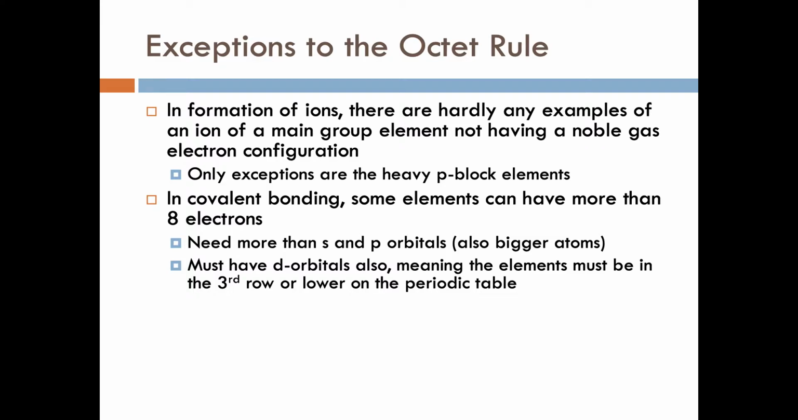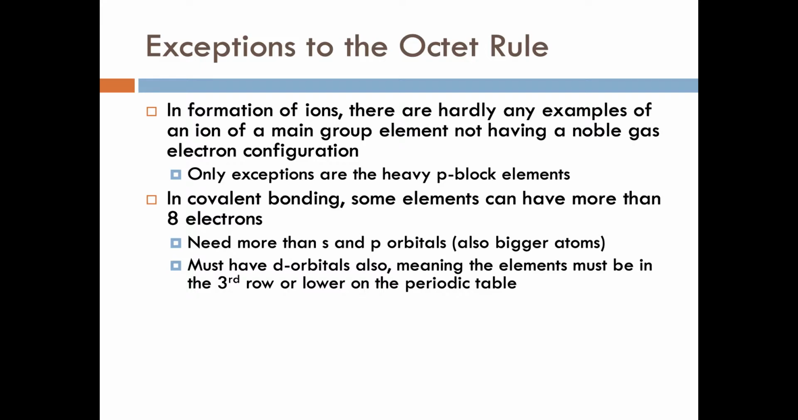Now, regarding exceptions to the octet rule outside of ionic bonding: really, outside of those heavy p elements, for the main group elements in the S and P block, there really aren't any exceptions. Pretty much everything, the most stable ion is going to have an octet. That's the normal trend we're going to see for everything. For covalent bonding, it does get a little bit different. It's possible that some atoms are going to be able to have more than 8 electrons, but not everything can do that.